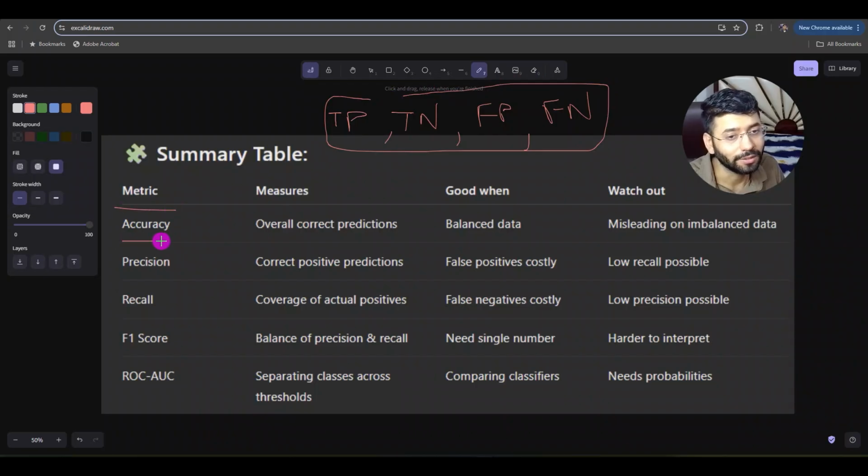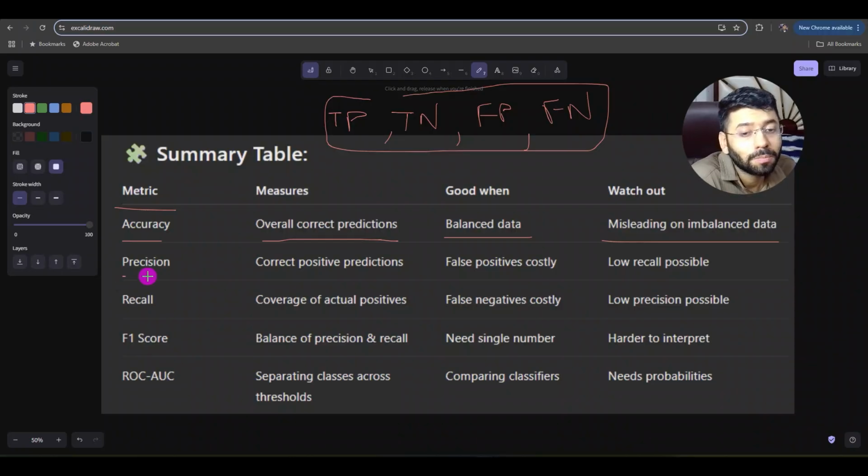First is accuracy, which measures the overall correct predictions. It is good when there is balanced data, and it can be misleading on imbalanced data, because we saw, for example, there were 95% emails which were good and only 5% were spam, and if your model does not do anything and just says it's a good email, then the accuracy would be 95%. So in case of imbalanced data, accuracy is not a good metric.